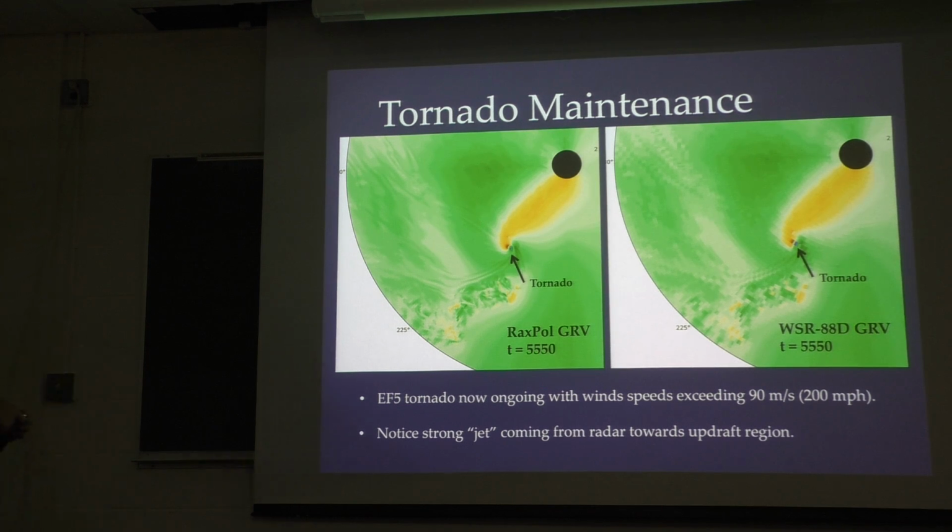So here's the velocity data during a tornado maintenance phase. Very obvious, strong tornado going on here. At this point, it's producing winds in excess of 90 meters per second, which is over 200 miles an hour. That's the definition of EF5 strength. So we've got this jet coming from the radar towards the updraft region, and obviously this is not the zero isodop anymore.